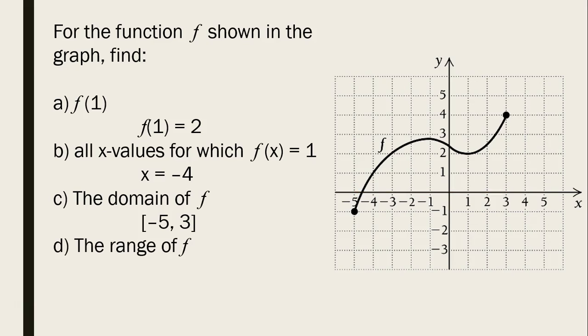The range is a description of all the y-coordinates of all the points. So the smallest y-coordinate we see is at -1. And then we have y-coordinates that get bigger from that and go all the way up to 4. So the range is from -1 to 4, including both of those numbers.